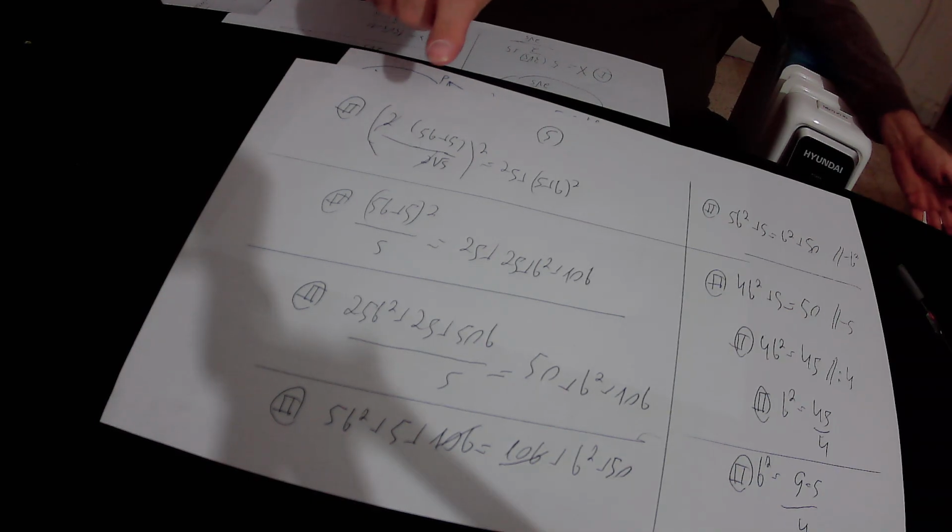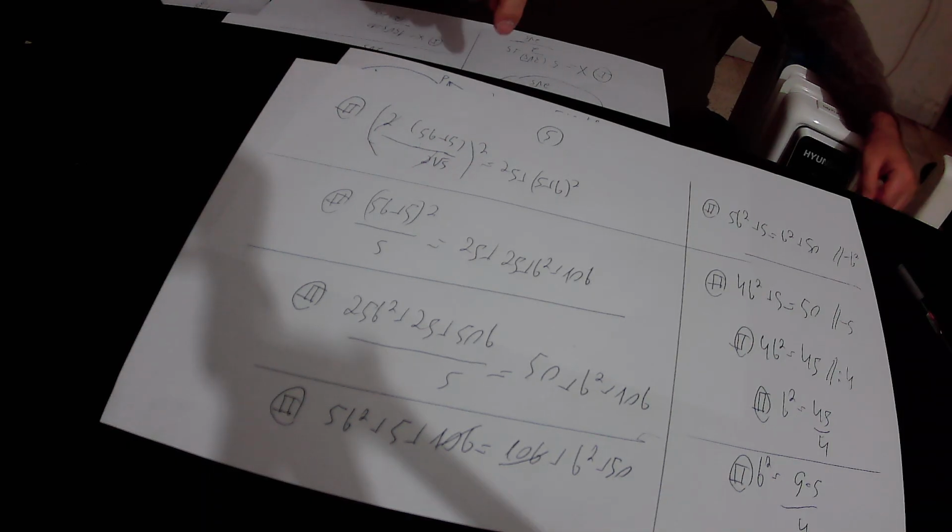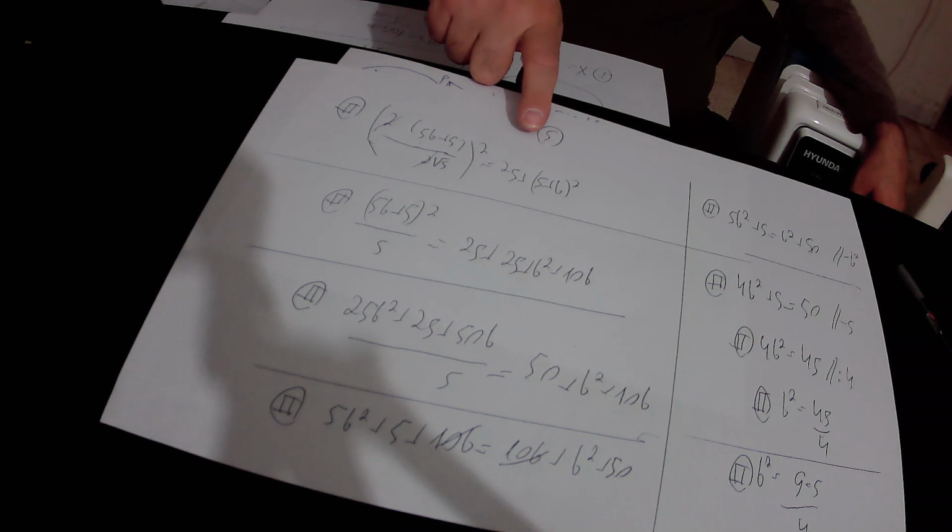Square root of 5 squared is 5. So on this side of the equation, in total, we are left with (5b plus 5) squared over 5. On the other side of the equation, we have 25 plus (5 plus b) squared. So it is 25, and (5 plus b) squared equals 5 squared, that is 25, plus b squared plus 2 times 5b, that is 10b.